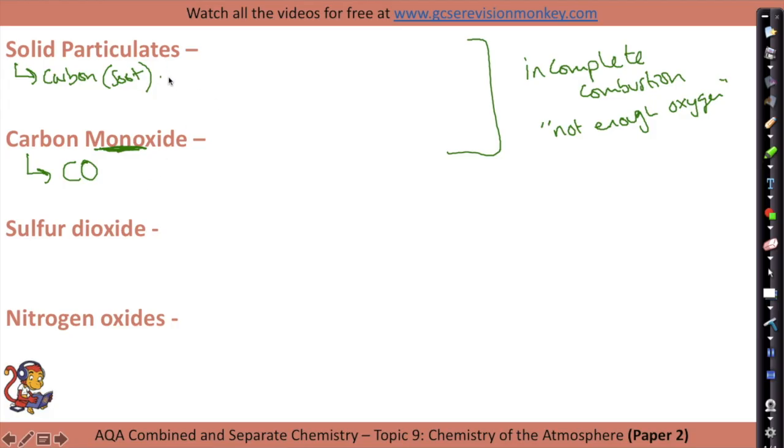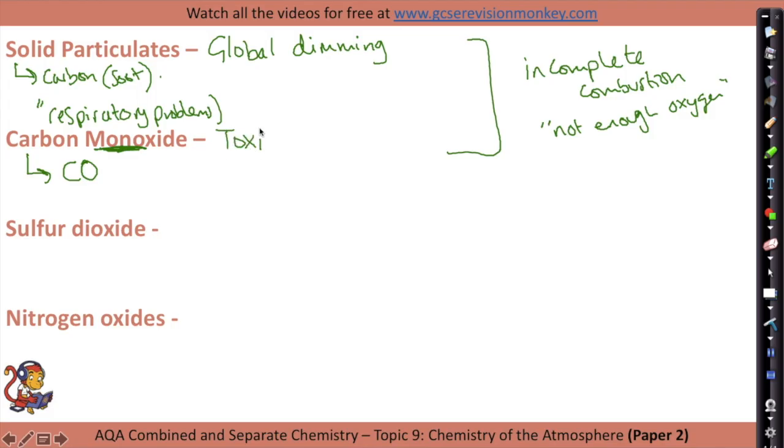The solid particulates can cause global dimming. So if they're up in the atmosphere, they're reducing the amount of light that can get through the atmosphere and cause a dimming effect. They also have, both of them, respiratory problems associated with them. So if you've got solid particles that you're breathing in, obviously they can get into your lungs and cause all sorts of problems. Carbon monoxide is toxic, so that's a really big problem.